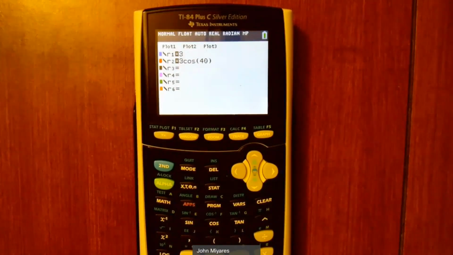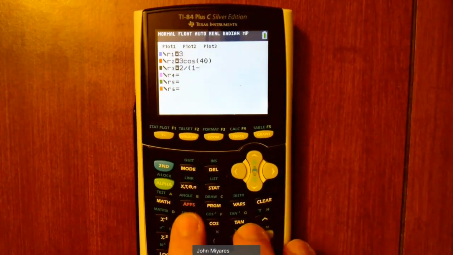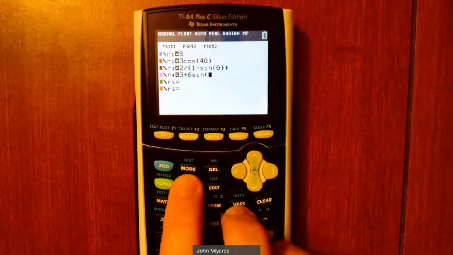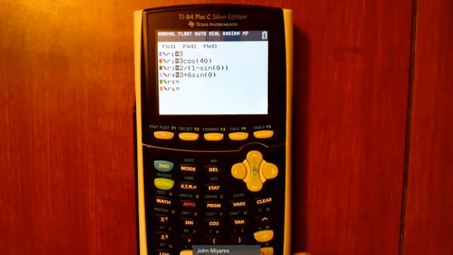The next equation I'll look at is 2 divided by parentheses 1 minus sine theta. And I'll double close my parentheses here. And then the last one I'll look at is r equals 3 plus 6 sine theta, like so.